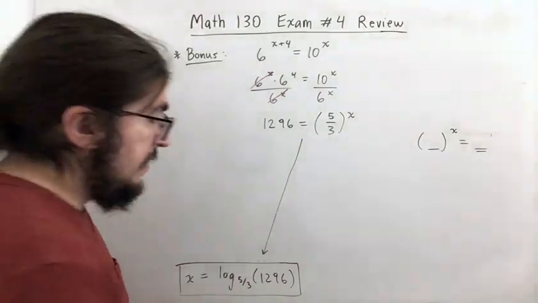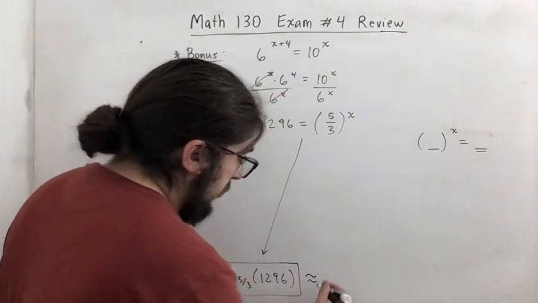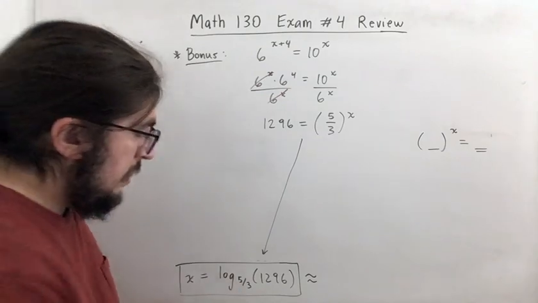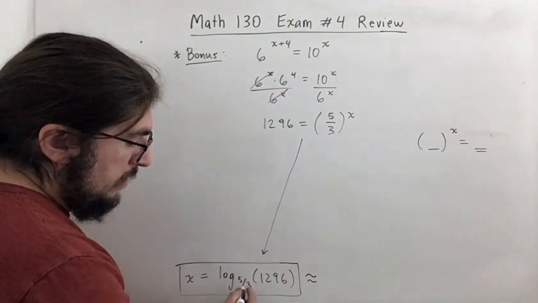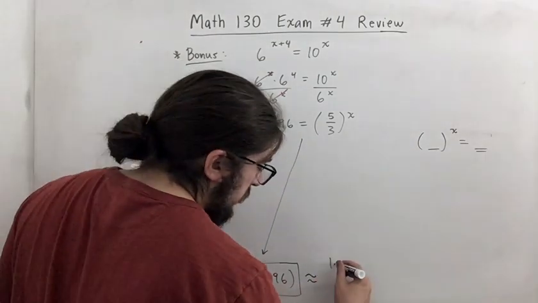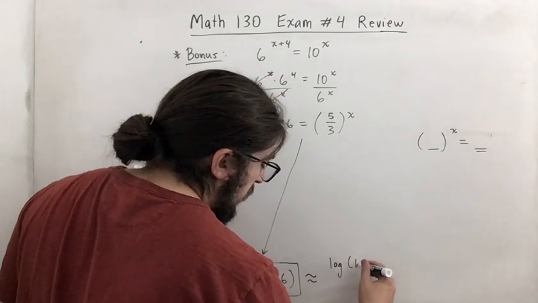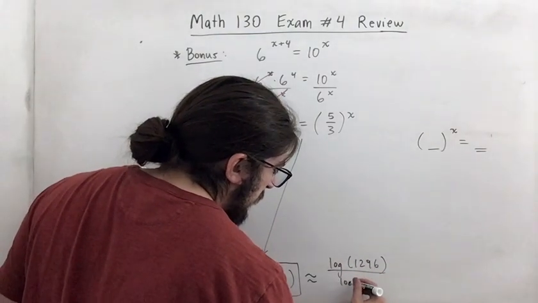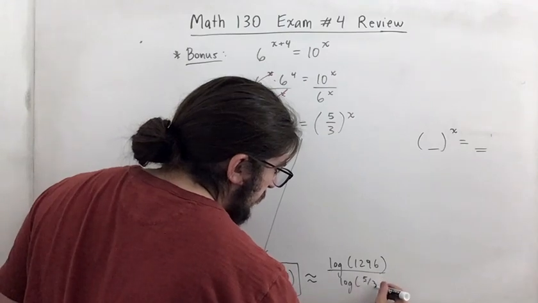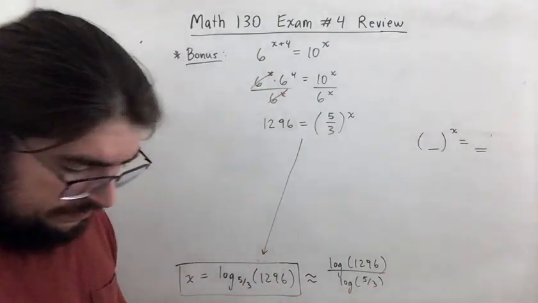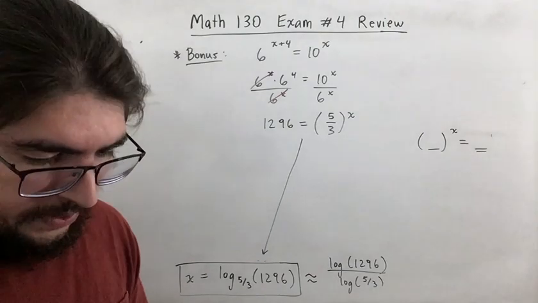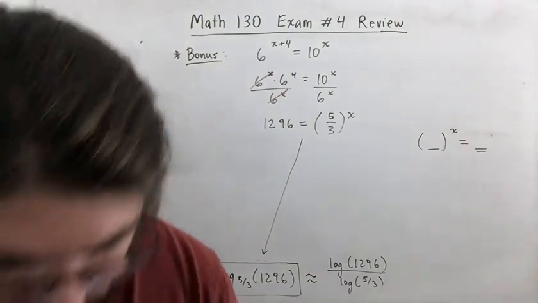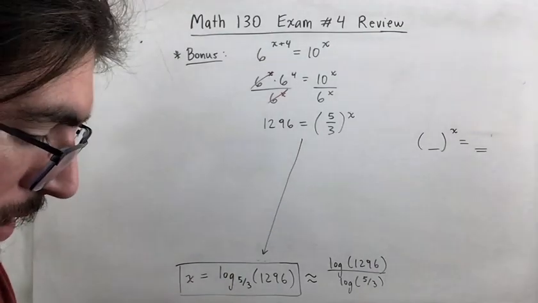Fantastic. And then if you actually wanted to use your calculator to approximate this using change of base formula, you can take ln of this over ln of the base, or you can use log as well. So I'll use log just to change it up. Log of 1296 over log of the base, which is 5/3. And I'll actually do this not off screen or anything. I'll do this in my calculator just to show you what I get. And I'll show you the screen and all that.